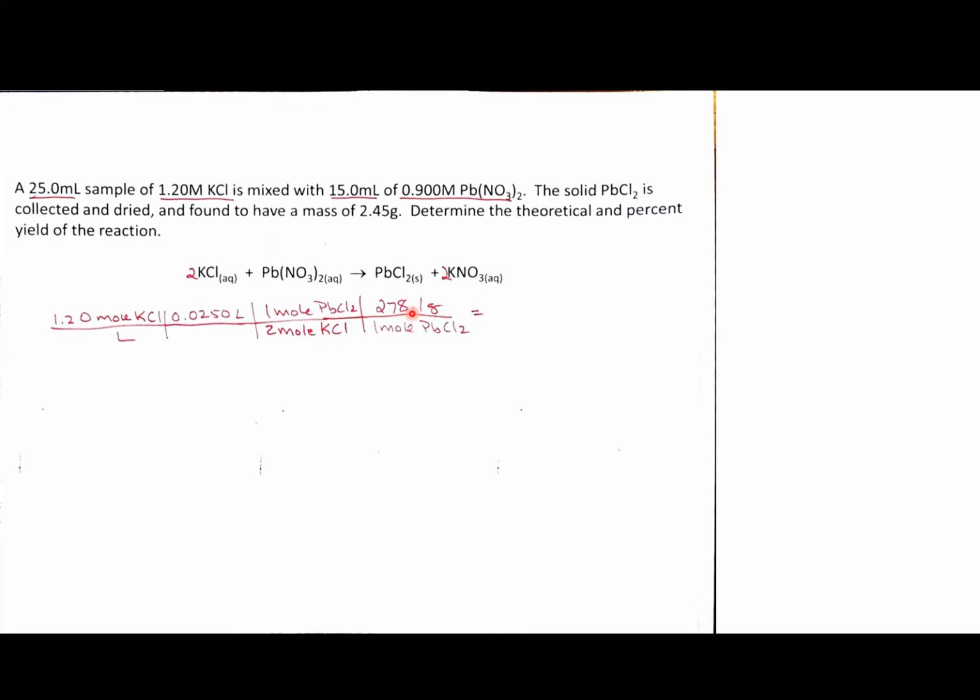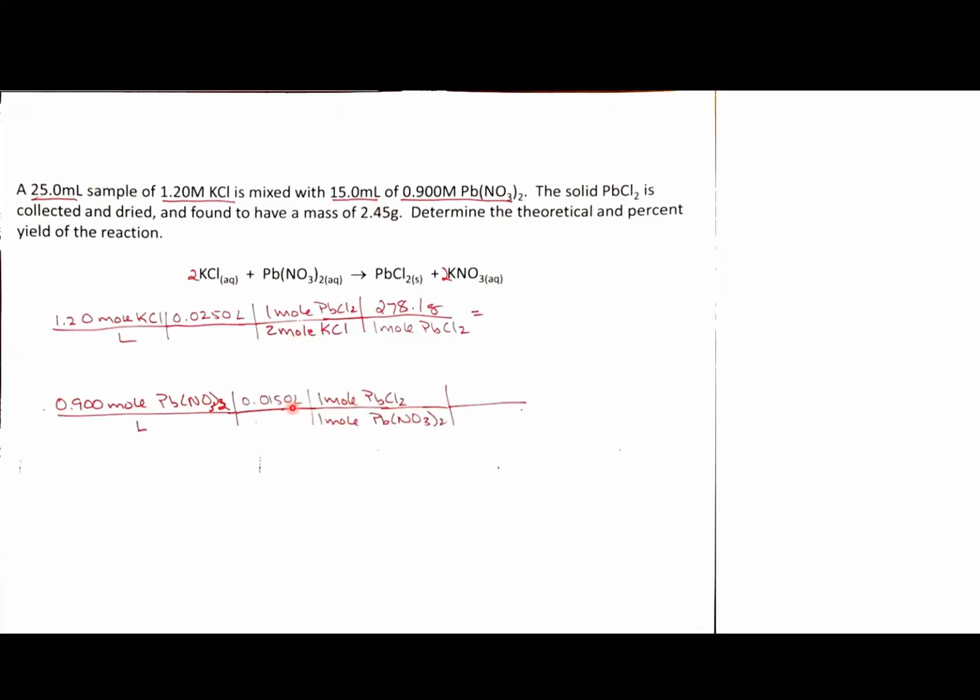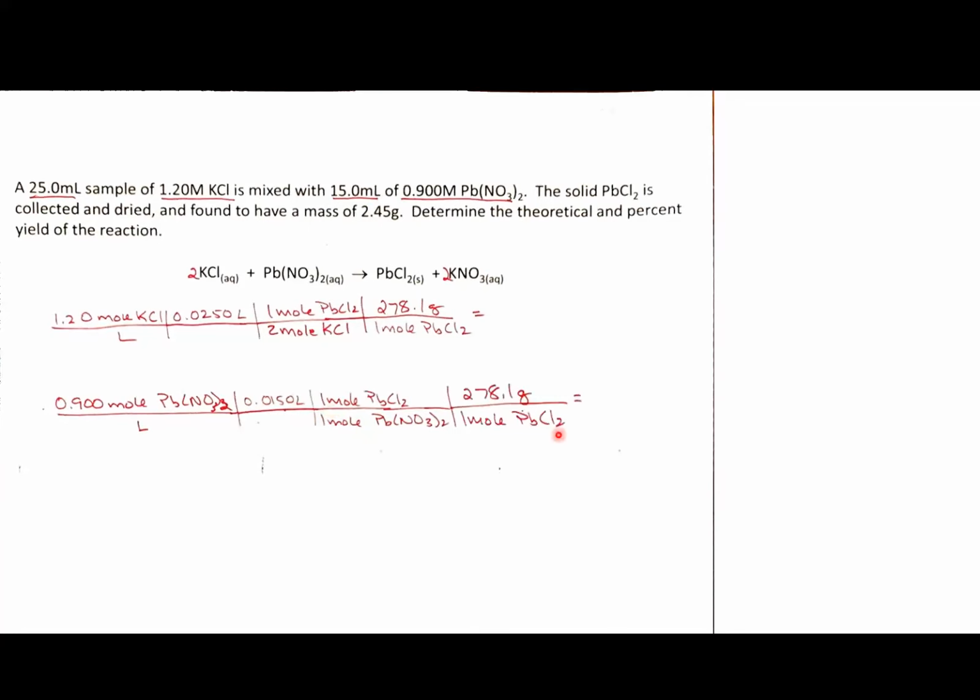So when I run this through my calculator, I would get a mass of lead(II) chloride. That's assuming that I use all of my potassium chloride. What if this is my limit? Well, let's see. So I have a 0.9 molar solution and 15 milliliters of it. 1 mole of lead nitrate forms 1 mole of lead(II) chloride. And a mole of lead(II) chloride weighs 278.1, just like I did up here. So really, this is the only part of the equation that's used.